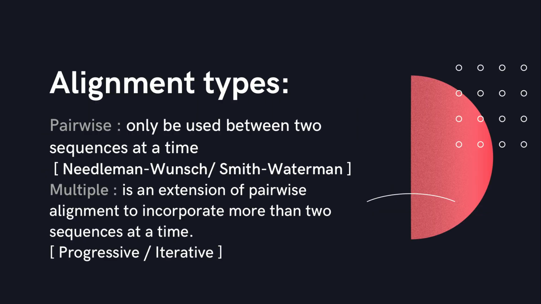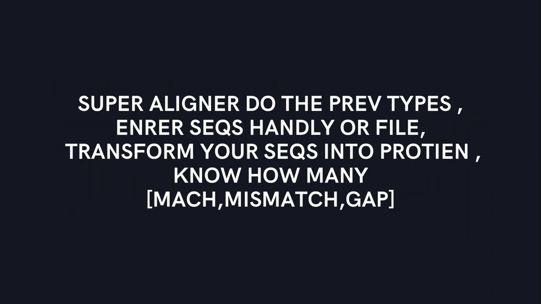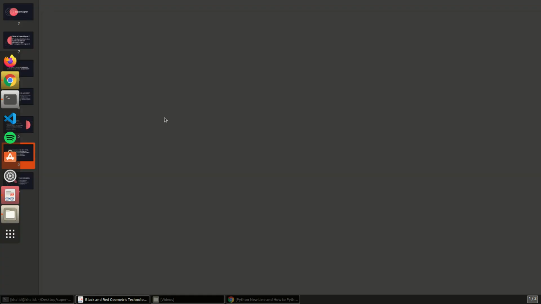Now, how many types of alignment are there? Actually, there are only two types of alignment. First, pairwise alignment, which is only between two sequences, and multiple alignment for three or more sequences. By using more than one algorithm, we built a tool that combines the pairwise and multiple alignment algorithms in one place to make the alignment easier. And that's how our aligner tool came to life. So let's test it out.